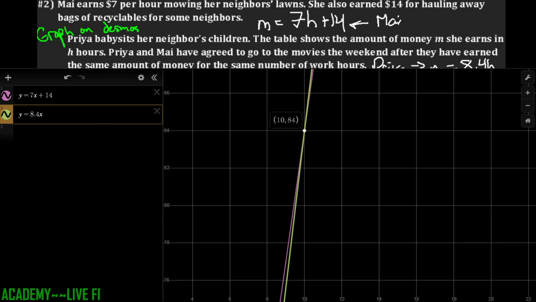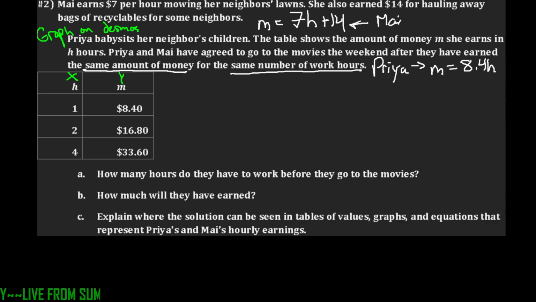So let me write that down. They're equal at the point 10, 84. It asks how many hours, so that's our X value. That's just going to be 10, so 10 hours. How much do they earn? Since that's how much they earned, we'll say $84.